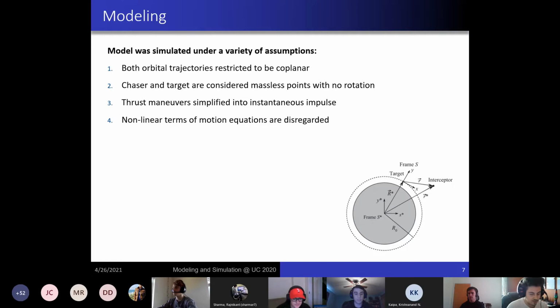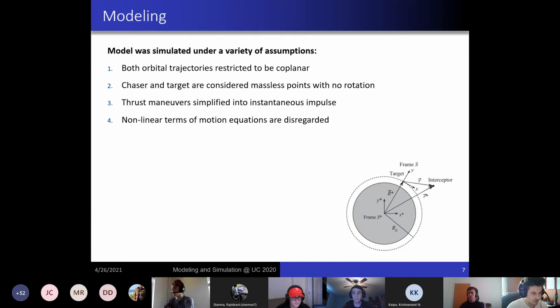So as you heard, the model is representing a target, chaser, and Earth. The target is in a circular orbit, and so is the chaser. The chaser follows a specified impulse node and then will move to the target and perform a rendezvous.